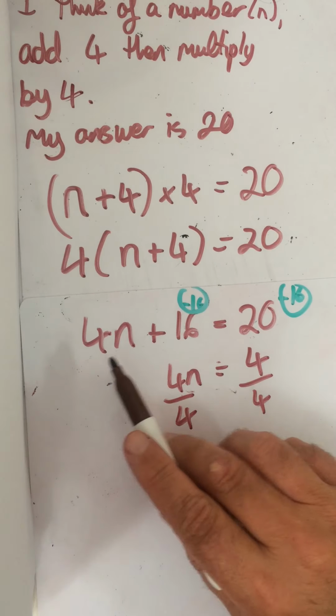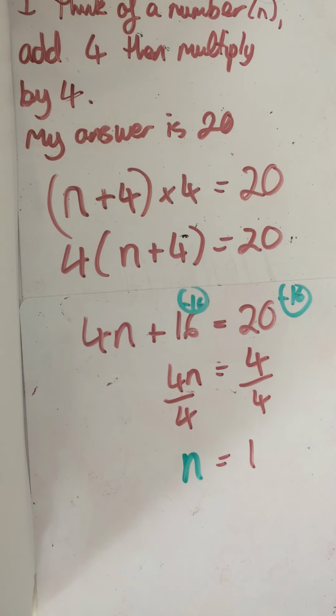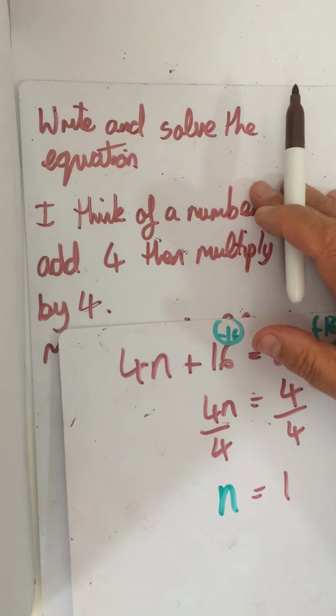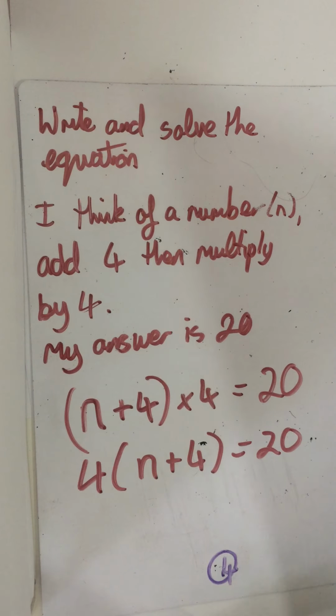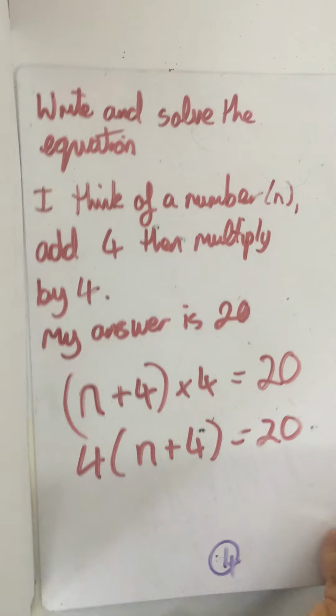Check: 4 times 1 is 4, plus 16 is 20. So there we have to write and solve the equation. You have to write and solve it afterwards.